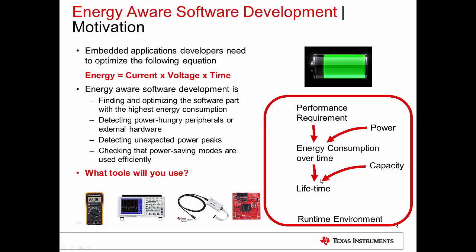So software development with energy awareness in mind is based on finding and optimizing every part of your software that consumes the highest energy. This can be identified by identifying power-hungry peripherals or external hardware that should be turned off at the necessary time, and trying to detect any kind of unexpected power peaks in your code, in your software. And then of course, you want to make sure you check and see that you're using the right power saving modes for your application also.